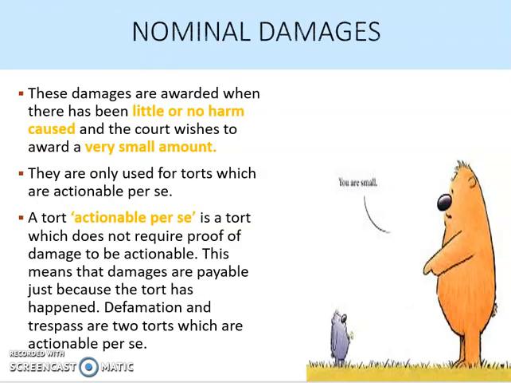We look at our next type of damages then, nominal damages. Nominal damages are a small financial award that are awarded when a claimant's rights have been infringed, but little to no harm has occurred, and they're often awarded alongside an injunction. They're only used for torts which are actionable per se.